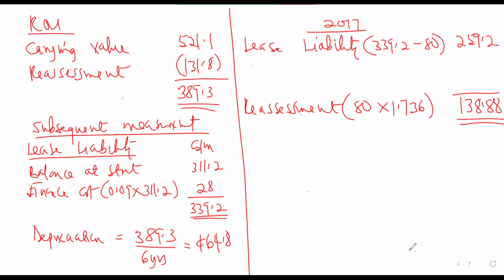But how much are we having there? So we now reduce this amount. 259.2. I'm having 120.32. Is that correct? Yes, 120.32. So what will happen? Our right of use will also decrease by that amount, isn't it?